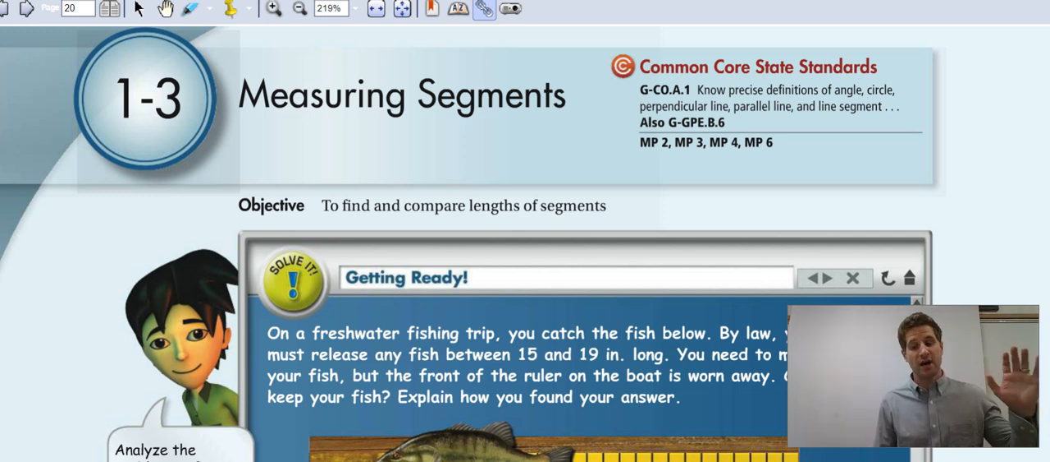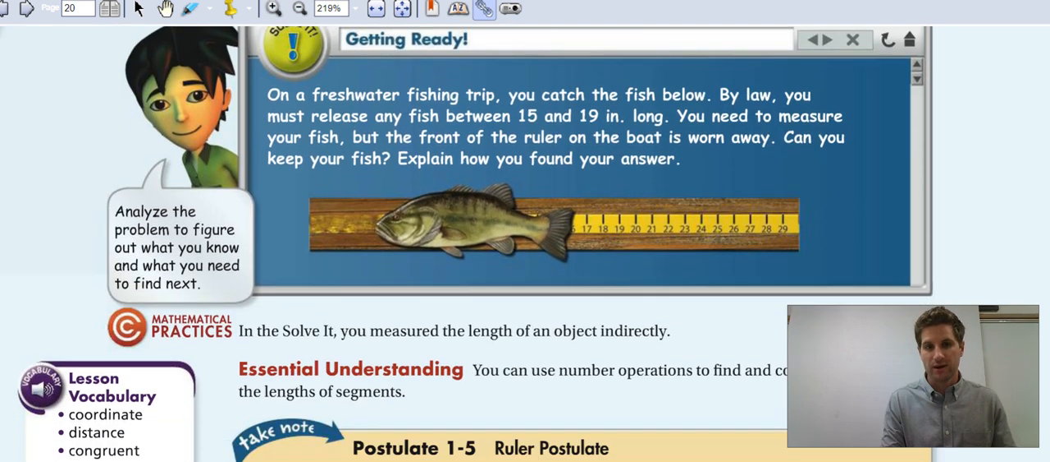Again, at the very top of the page, probably bigger, you want to write 1.3, measuring segments. Our objective today is to find and compare lengths of the segment. You don't have to write the objective if you don't want to, but if you want to, you can. Alright, let's go ahead and get started into our vocab.